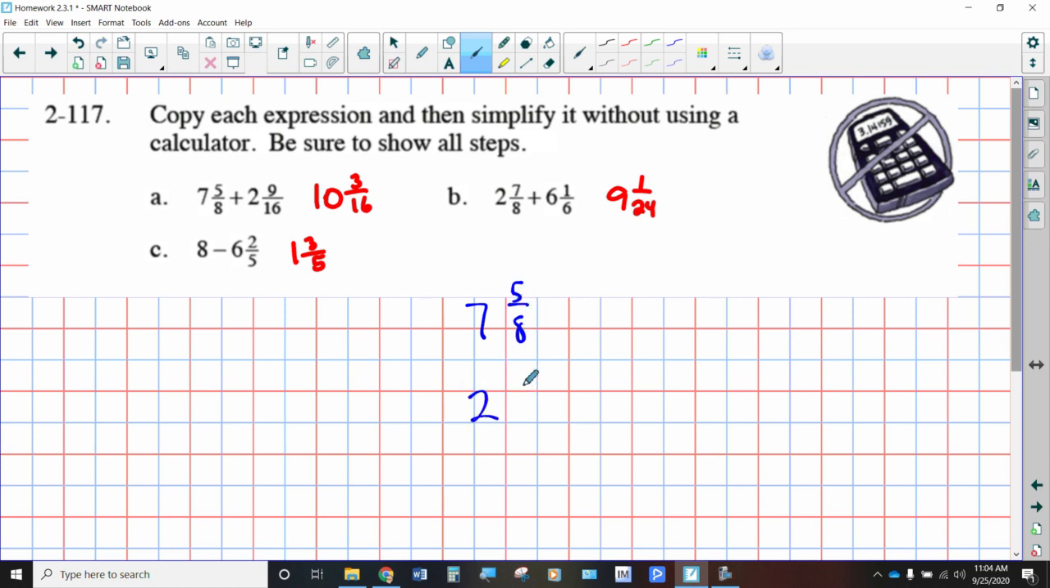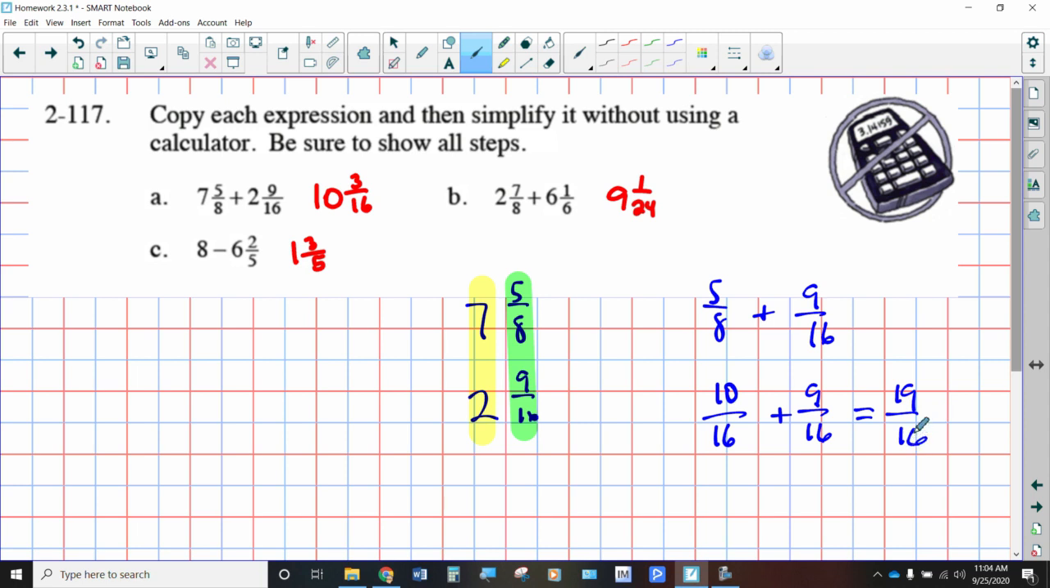So 7 and 5/8 plus 2 and 9/16. Let's just separate those into two different parts. You know the 7 and 2 make 9. What do we get when we add 5/8 and 9/16? Well, 5/8 plus 9/16. It looks like our common denominator should be pretty easy to find there, right? Just make that a 16 and make that a 10. And now we're going to add 10 and 9 together to give us 19 over 16.